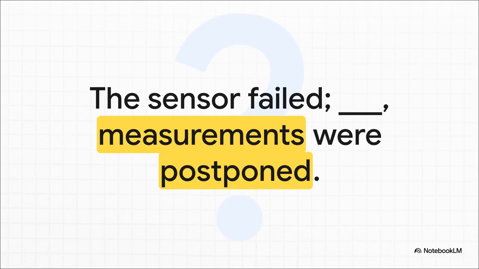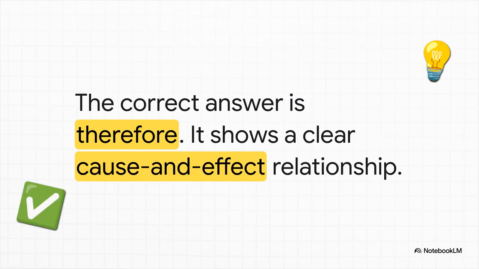All right, pop quiz time. Let's see if you've been paying attention. Here's the sentence. The sensor failed calibration, blank, measurements were postponed. Which connector fits best in that blank to show the logical link? Is it A, however, B, for example, or C, therefore? Think about it for a second. And the answer is C, therefore. If you got that, nice one. The sensor failing caused the measurements to be postponed. Therefore is the perfect word to show that clear cause and effect relationship.